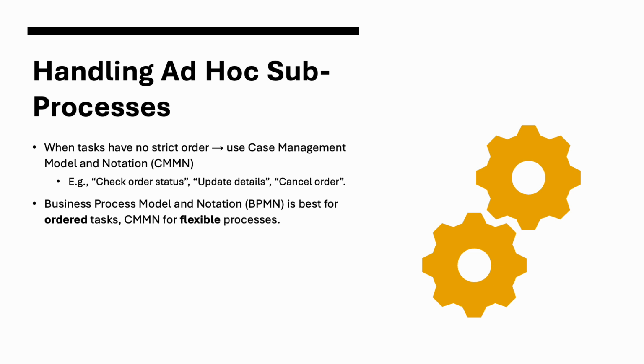In these cases, we can use something called CMMN, Case Management Model and Notation, which lets us define tasks that can happen in any order or even repeat. It gives us the flexibility to capture real-world work without forcing a rigid sequence. Using CMMN alongside BPMN allows us to handle both structured and unstructured work in our BPMS.